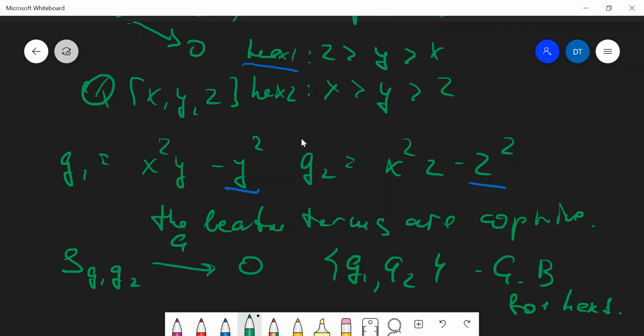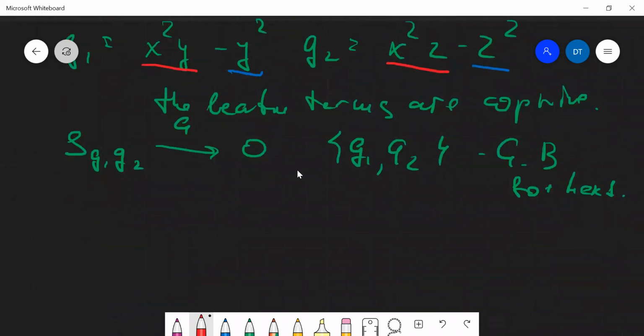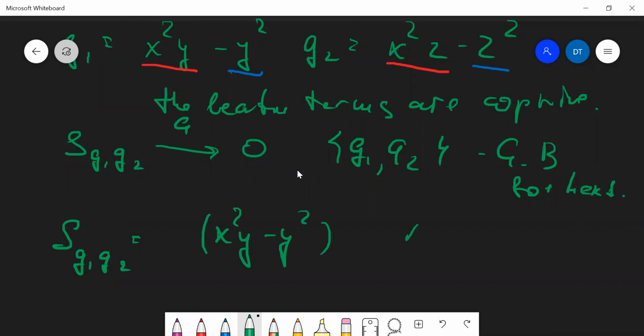Now let's compute whether it's a Grobner basis or not for the second order. In this case, we have a different leading term, the one underlined in red. Now they are not coprime, so we have to compute the S polynomial by hand. I write the first polynomial down in brackets, then the second polynomial. The least common multiple of the leading terms is x squared y z. So here we multiply by z, and here by y, and then subtract one from the other. The result is y z squared minus z y squared.